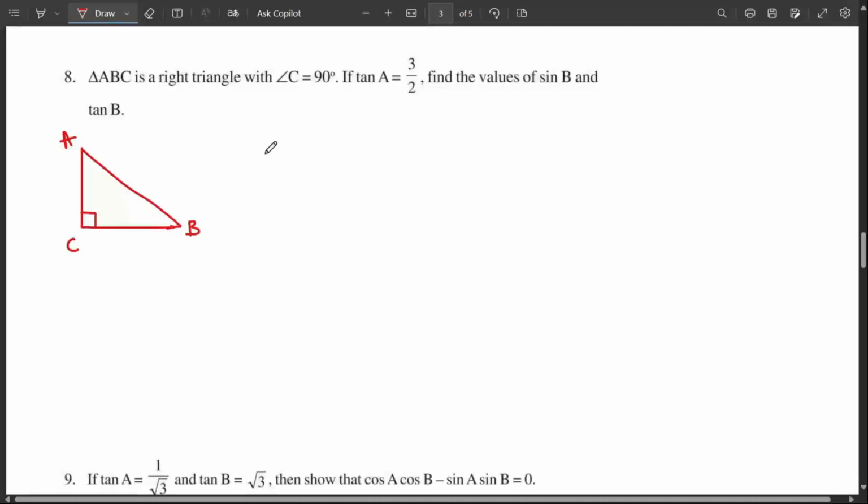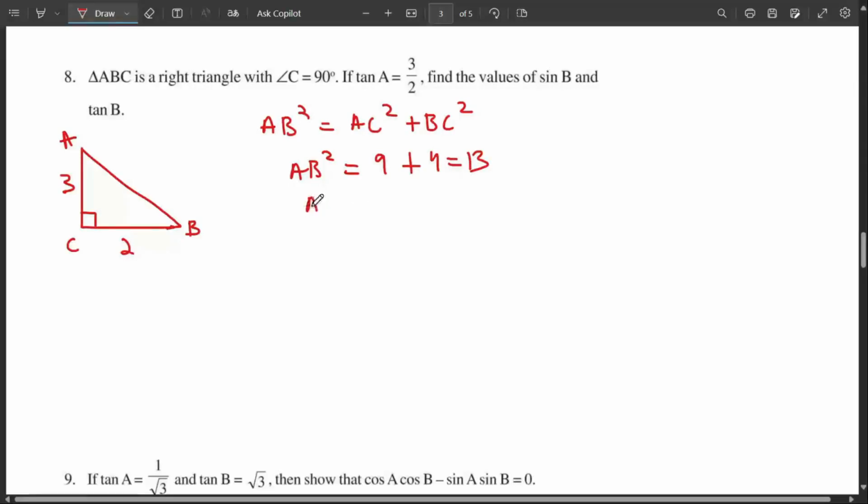So tan is nothing but opposite side divided by the adjacent side. So AC will be equal to 3 and BC will be equal to 2. Again, to find out the value of AB, once again we have to make use of Pythagoras theorem. So AB square is equal to AC square plus BC square. AC is equal to 3, so 3 square is nothing but 9. BC is equal to 2, so 2 square is equal to 4. 9 plus 4 is equal to 13. So AB is equal to square root of 13.